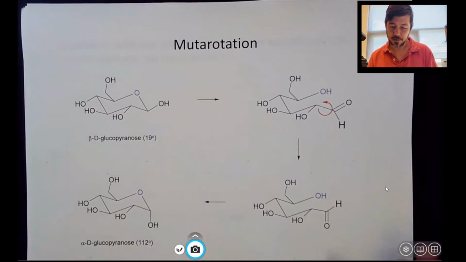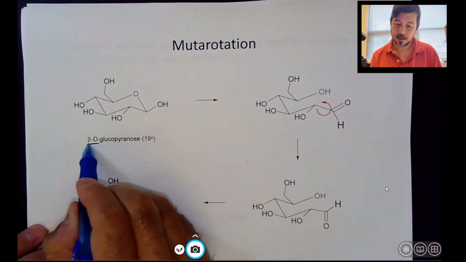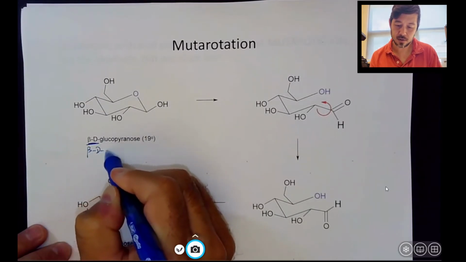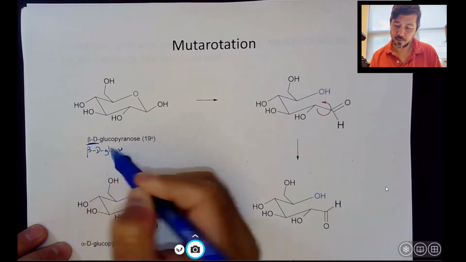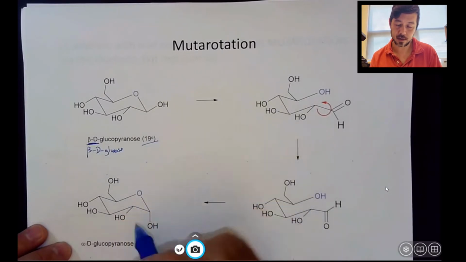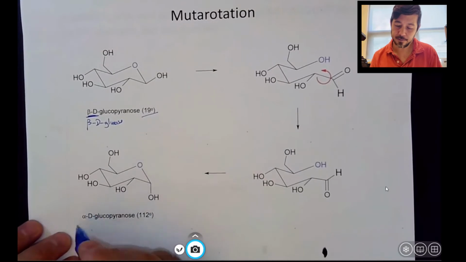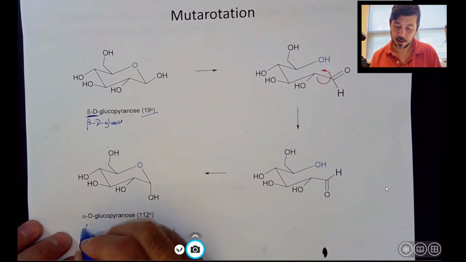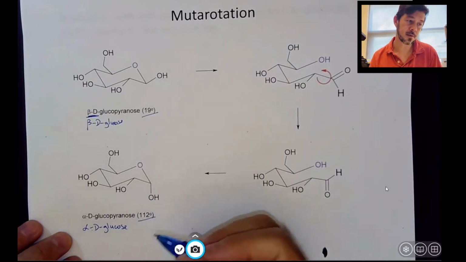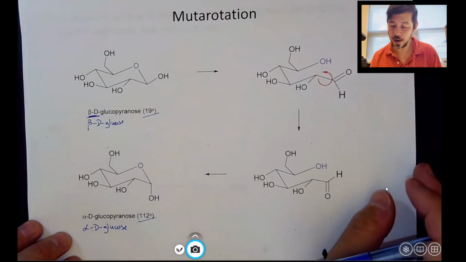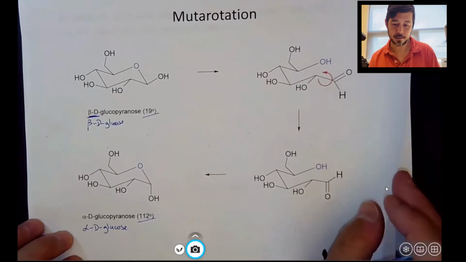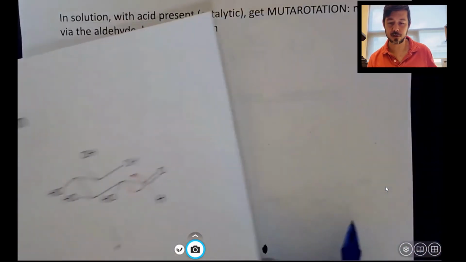So in solution, if you take beta D-glucopyranose, which is the same as beta D-glucose, and if you measure its optical rotation in solution, it's going to rotate at around 19 degrees. If you take alpha D-glucopyranose, which is alpha D-glucose, this will have a different optical rotation at around 112 degrees. Okay, so I'm going to come back to the slide because I want to show you what happens if you put these in solution.